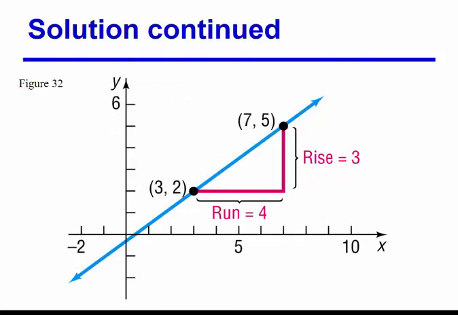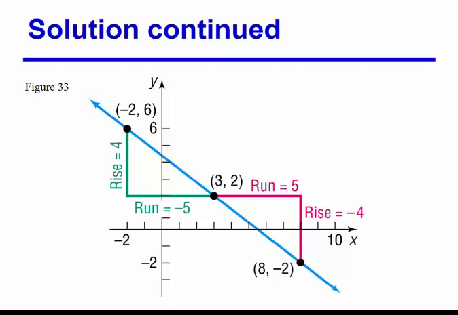So here's the first one. We start at 3, 2. We go up 3 and over 4, or over 4 and up 3. We arrive at 7, 5. And then this one, 3, 2. This is where we go over 5 and then down negative 4 to arrive at 8, negative 2. Or we go to the left 5 and up 4 to arrive at negative 2, 6. And you see they're all points on the same line.